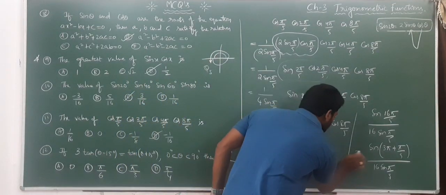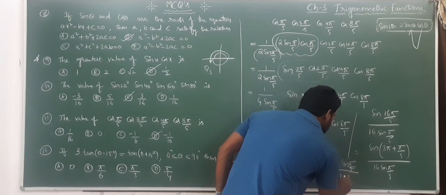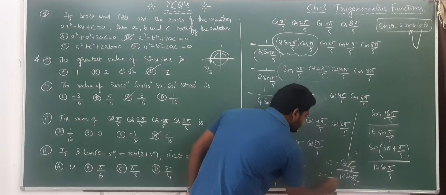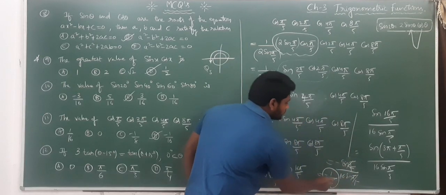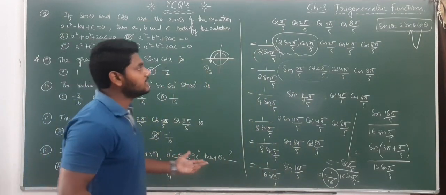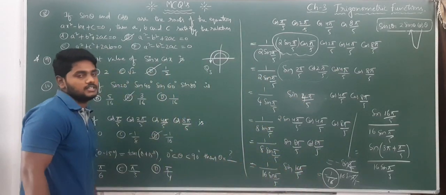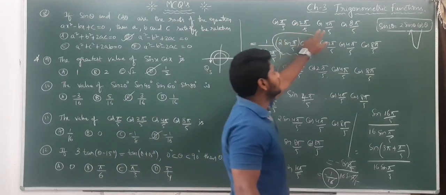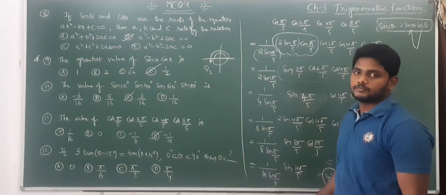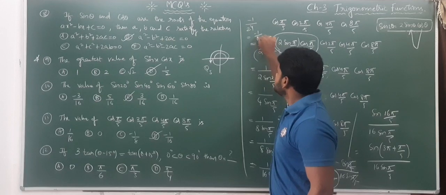So it will become minus sin pi by 5 by 16 sin pi by 5. Sin pi by 5 and sin pi by 5 cancel, which will be equal to minus 1 by 16. So this is your answer. Now what was the logic in this, how to identify it is minus 1 by 16 instead of solving? Look at how many cos terms we have. We have 4. So minus 1 by 2 power 4, which will be minus 1 by 16.